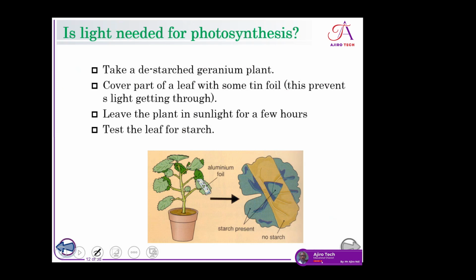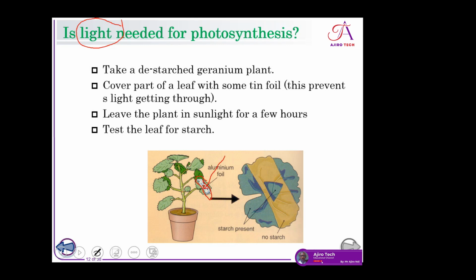Okay. Now, since we know that plants make starch, how do we show that they need light for photosynthesis? It's simple. Get a plant, and make sure that you cover a part of the plant with aluminum foil. Covering the part of the leaf with foil is to ensure that light does not get to the part of the plant covered with the foil.